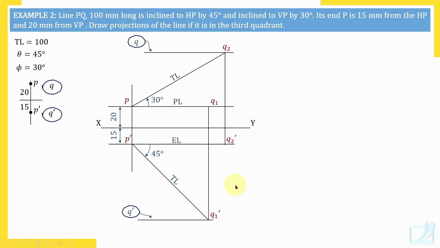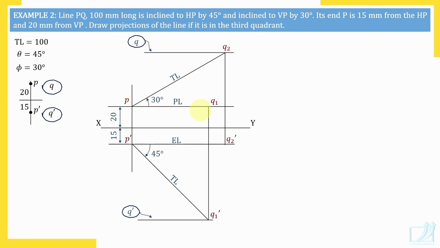Now, be sure that there are horizontal and vertical lines through all labeled points. So yes, through P there are horizontal and vertical lines, through Q2, through Q1, and through Q2 dash as well. So what is the procedure? Remember, when there are horizontal and vertical lines through all labeled points, you should use the compass to rotate EL or PL. Okay, so let's rotate PL.